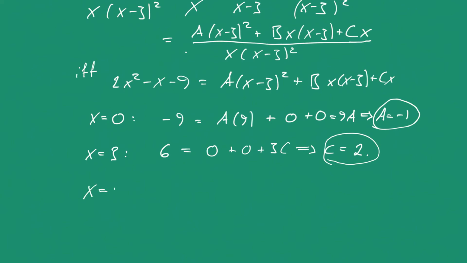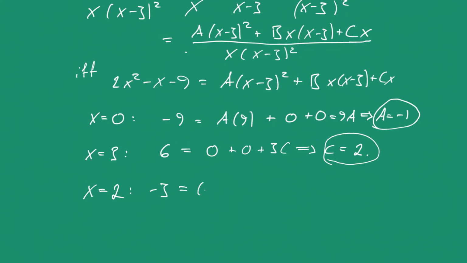Okay, so we'll take x now equal to 2. And evaluating the left side up here, what are we going to get? We're going to get 2 times 2 squared, which is 2 times 4, that's 8. Minus 2 is 6, and minus 9 is minus 3. So we'll have minus 3 on the left, and what are we going to have on the right? We're going to have a times (2 minus 3). So I'm looking right here: a times (2 minus 3). 2 minus 3 is minus 1. Square that, we get 1. So we get a times 1. And a, we already know, is minus 1.